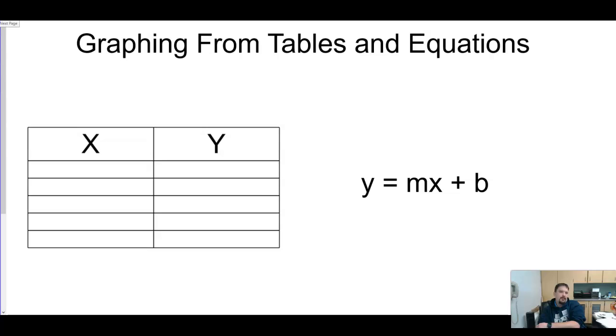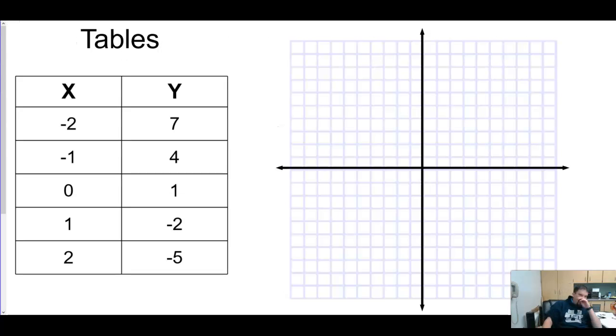So our first example has a table that just gives us our x's and y's. If we have a problem like this, all we're going to do is plot the points that they give us. So here x is -2 and y is 7. That means go left 2, up 7. So if we go left 2 and up 1, 2, 3, 4, 5, 6, 7. Here's where I put my first point.